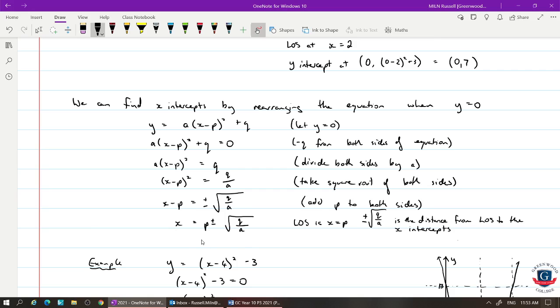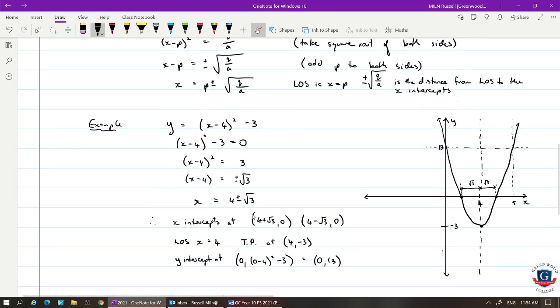Now when we get this equation, we can see that we end up with a value of p, which we know is the line of symmetry from earlier, plus or minus a value. And that value is the distance from the line of symmetry where the x-intercepts live. That's all I've said here. So let's look at an example.